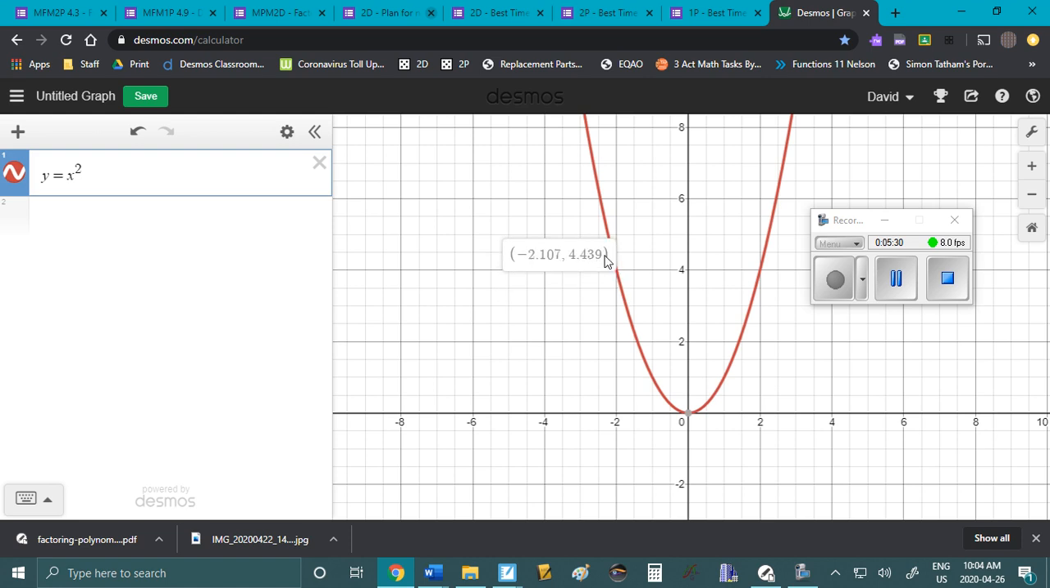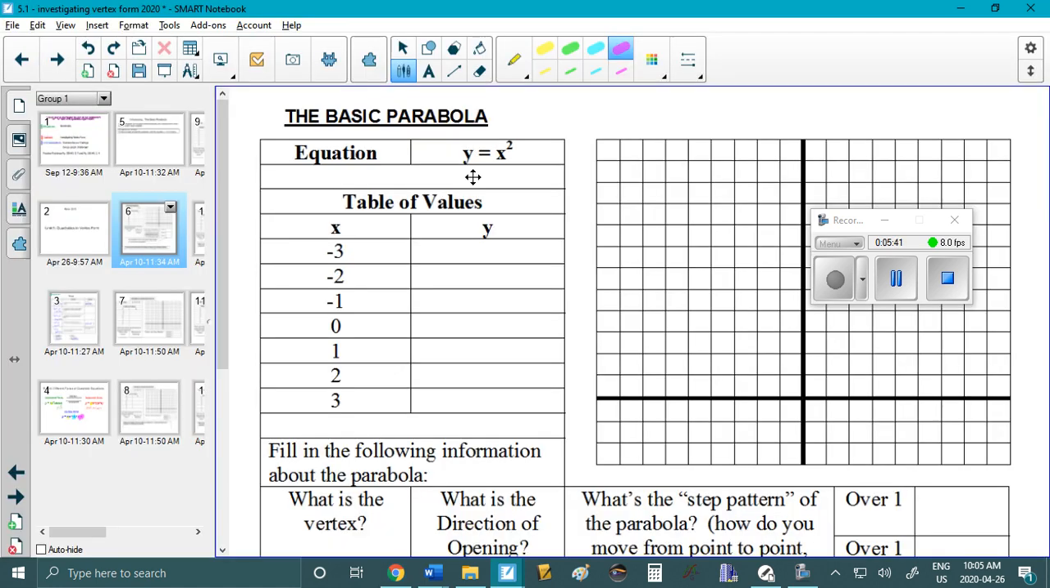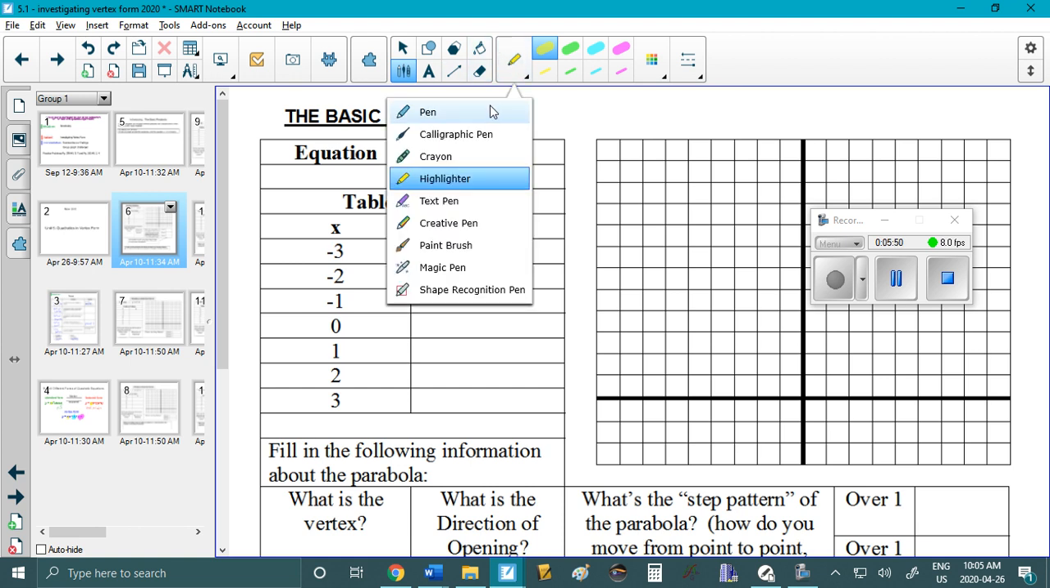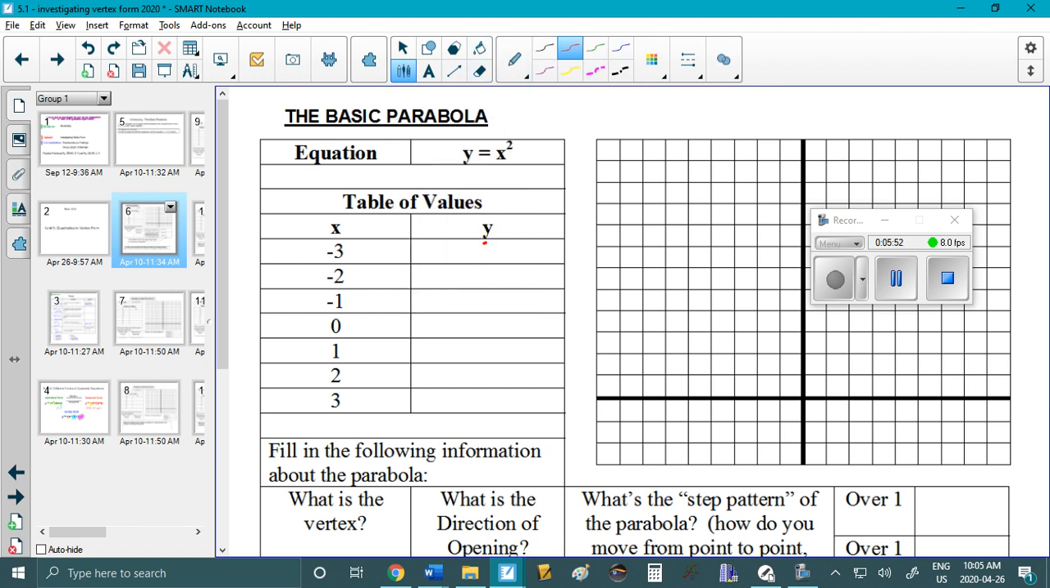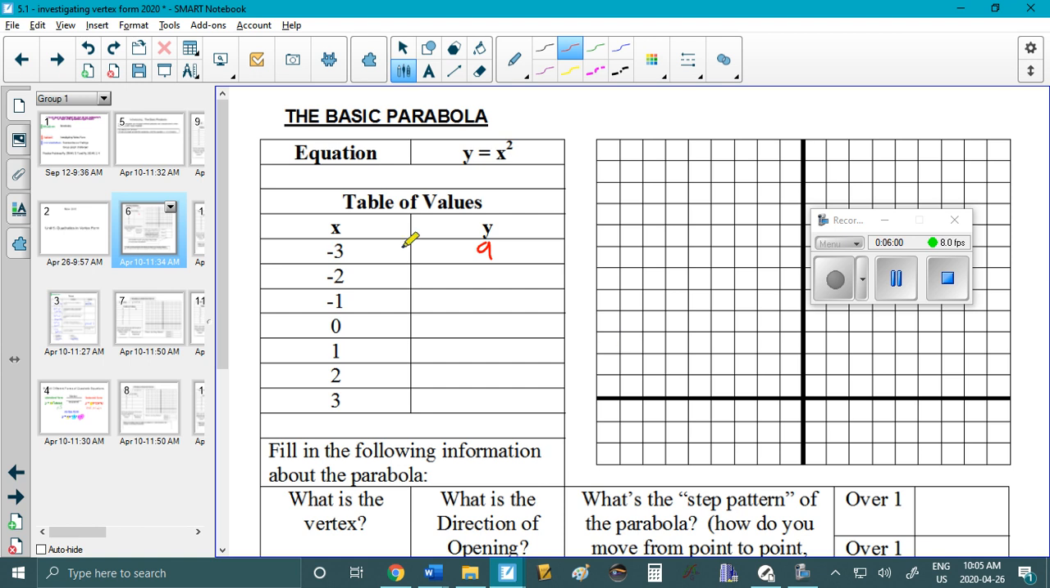So one way to do that is to click and drag until you get to -3. So -3 is about here, so I click on the curve and I move, and it's 9. So when x is -3, y is going to be 9. And then we go to x is -2. -2 is here, and we can see right here that it's going to be 4.